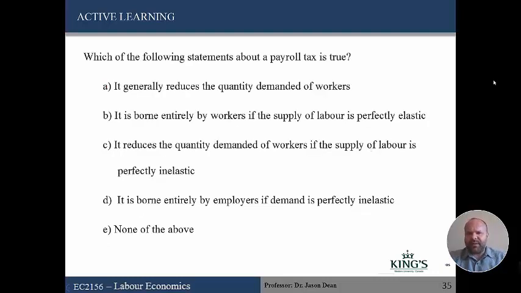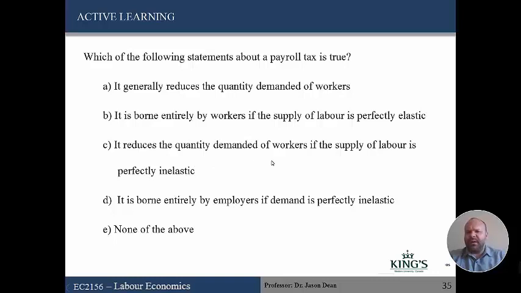Which of the following statements about a payroll tax is true? It generally reduces the quantity demanded of workers. It is borne entirely by workers if the supply of labor is perfectly elastic.